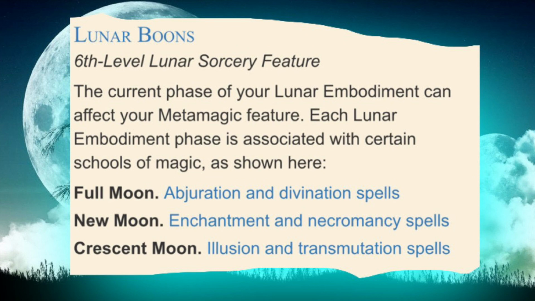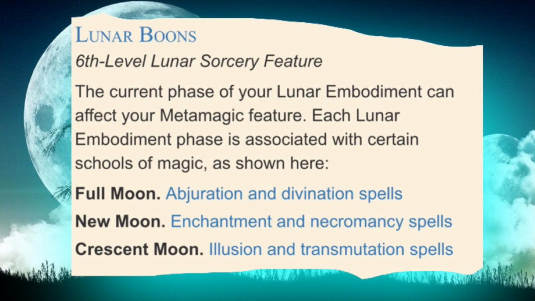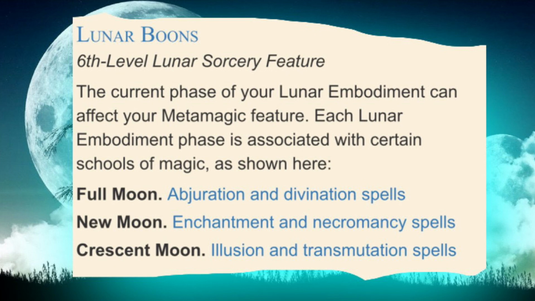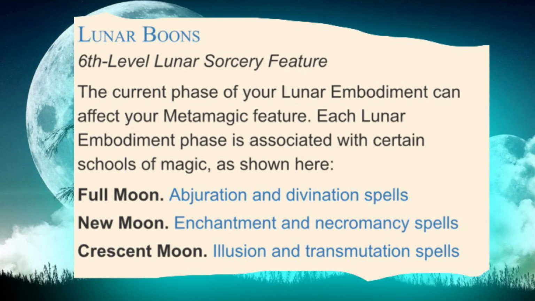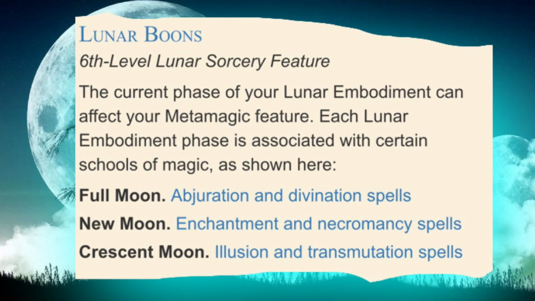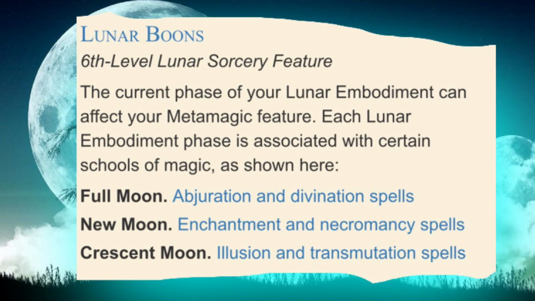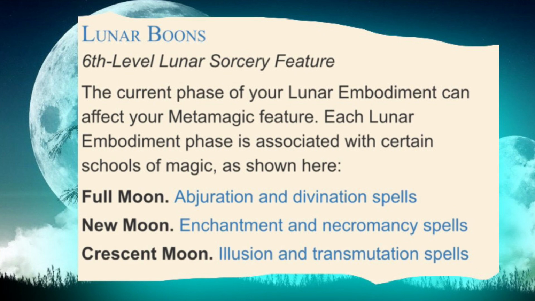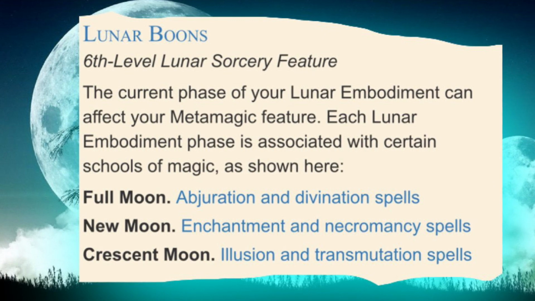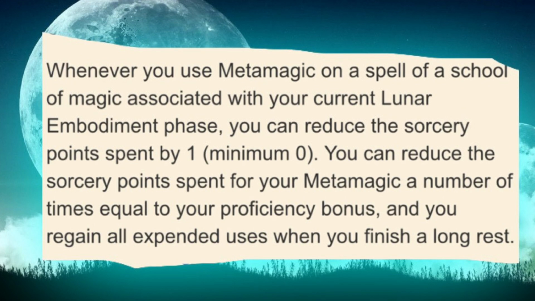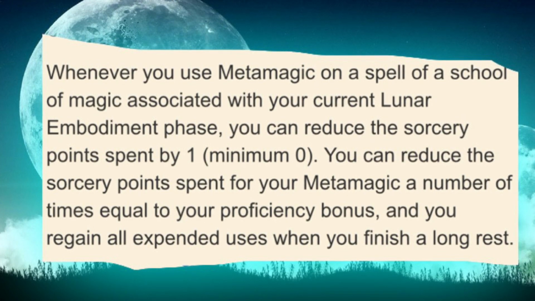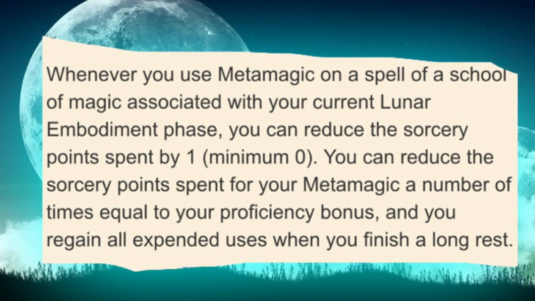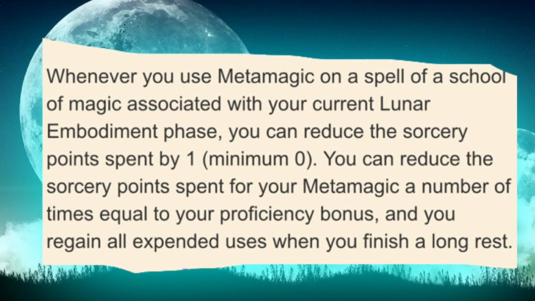At 6th level, you'll continue with the sorcerer tradition of getting 2 abilities, and the first you'll get is Lunar Boons. Your current phase of your lunar embodiment can affect your metamagic feature. Each lunar embodiment phase is associated with certain schools of magic, as shown here: full moon, abjuration and divination spells; new moon, enchantment and necromancy spells; crescent moon, illusion and transmutation spells. Whenever you use a metamagic on a spell of a school of magic associated with your current lunar embodiment phase, you can reduce the sorcery points spent by 1.